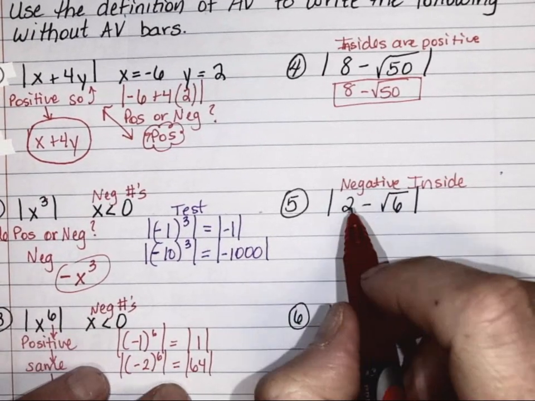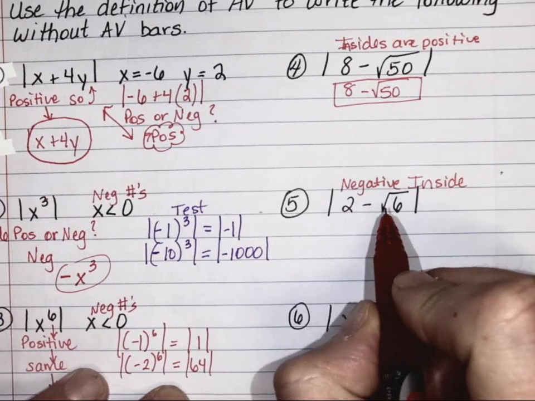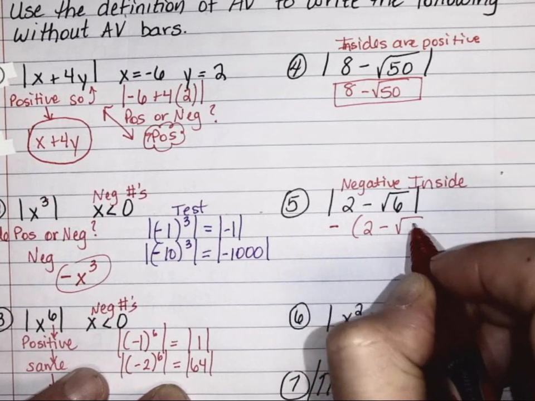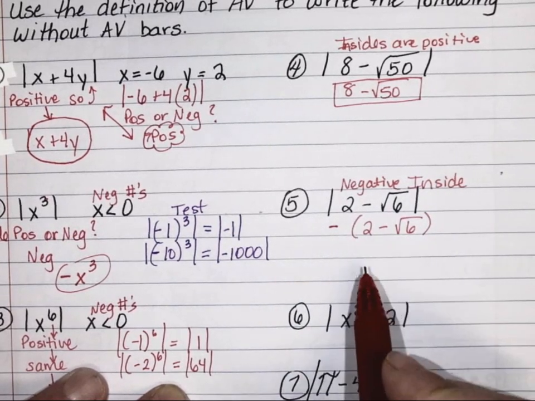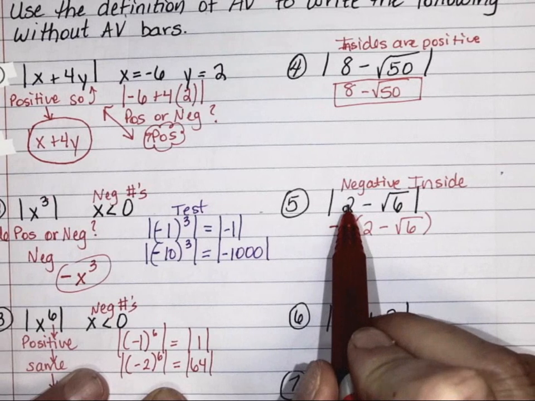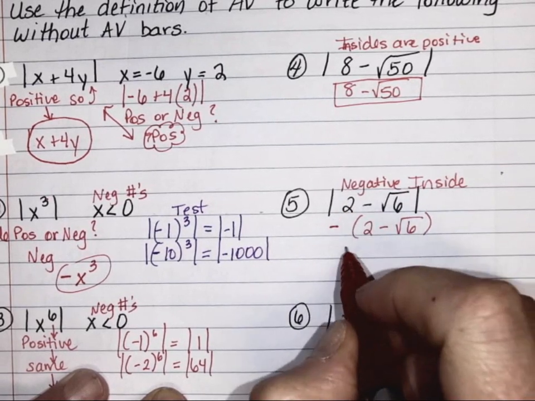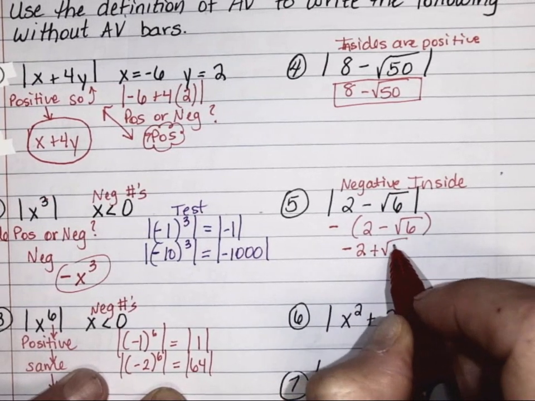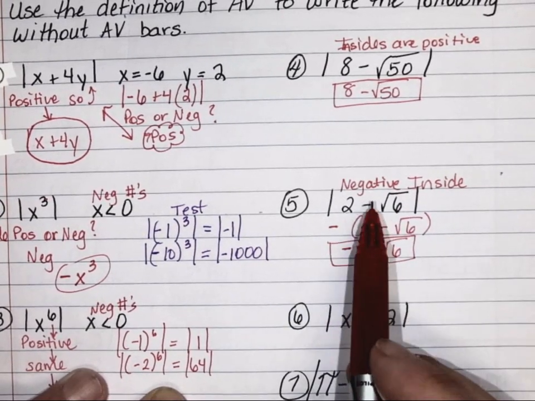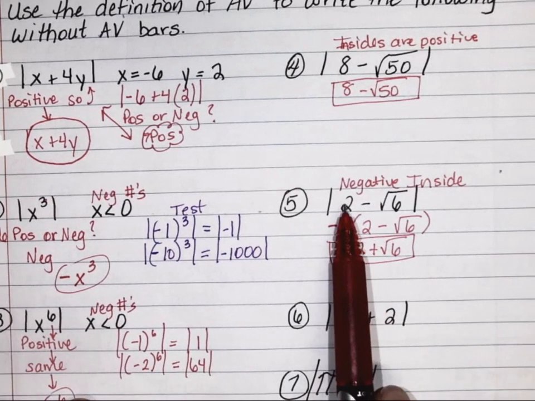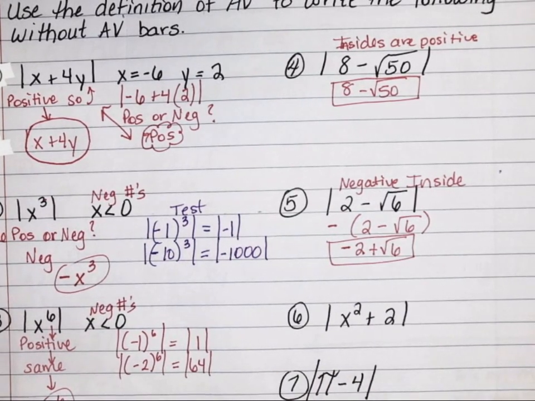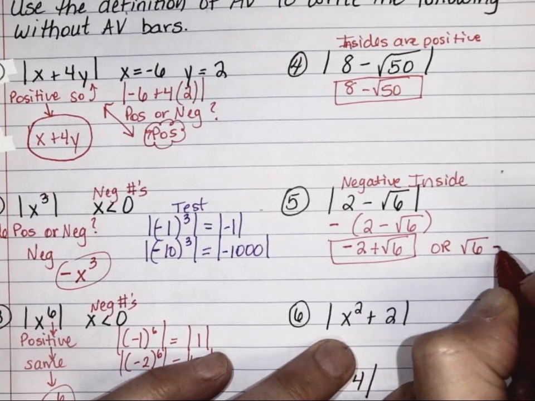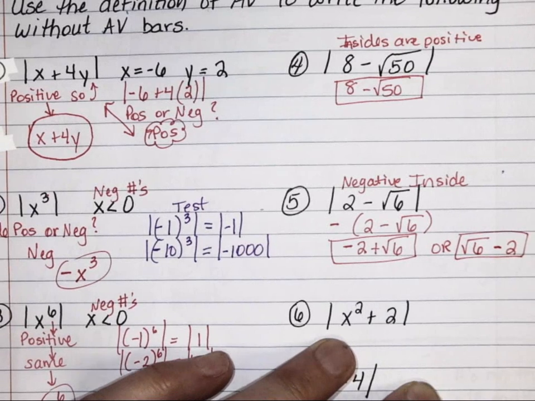So watch this. This is what it actually looks like mathematically, but I'll show you. So we're going to do the opposite of everything. In other words, you just simply change the sign of everything in there. So I'm going to change 2 to become negative. This becomes plus root 6. So when you get negative insides, change the sign of every term. Now, you can also write this as root 6 minus 2, and that's the same thing.